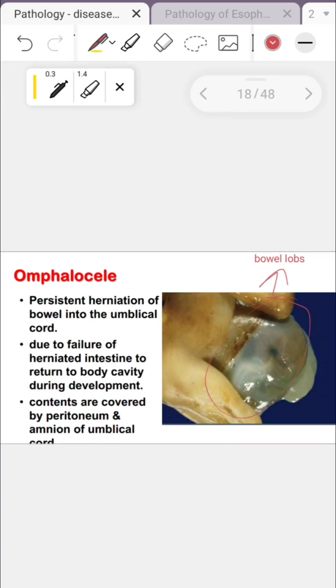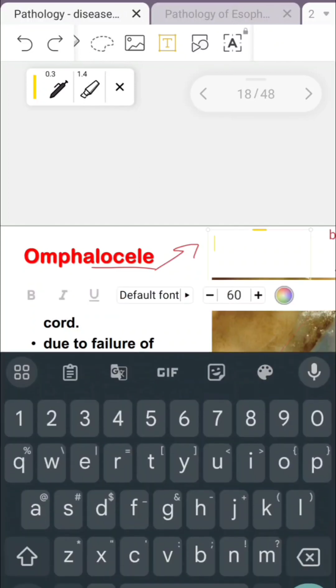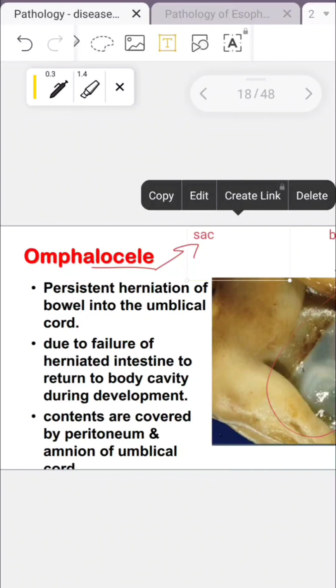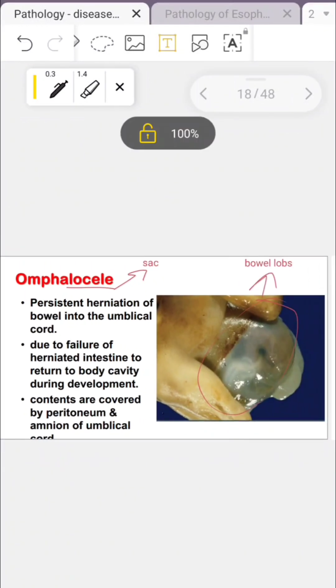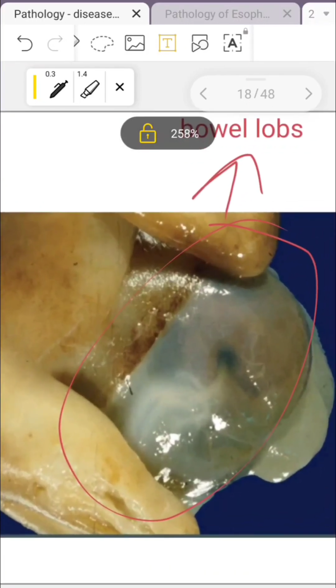During embryological life, there is herniation of bowel loops into the umbilical cord, and failure of return of these bowel loops backward results in development of omphalocele. The bowel loops are seen covered by the amnion and the peritoneum. Okay?